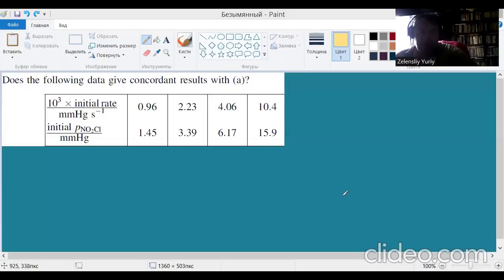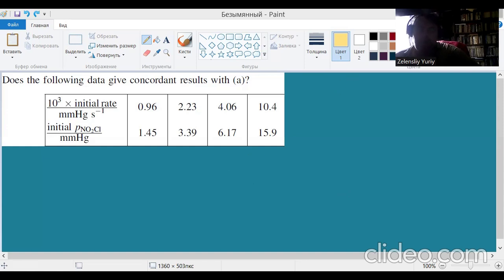Sorry, I have forgotten to take a look at the problem itself. I think that it's got a continuation. It's part B. Let us take a look at part B of this problem. Here it is. In part B, they ask us if the following data given in this table are concordant results with A.